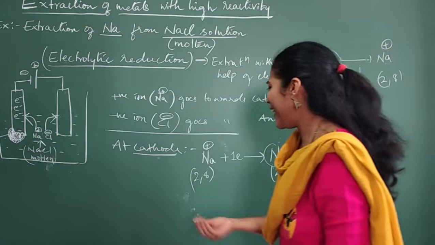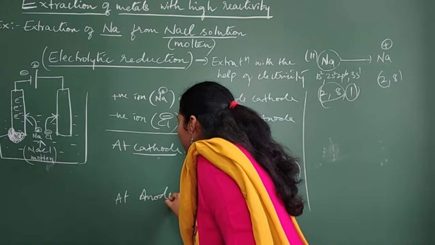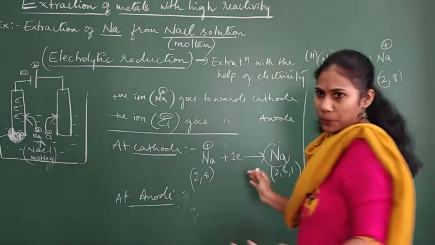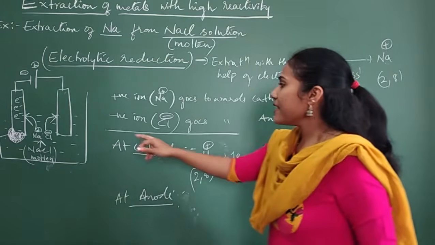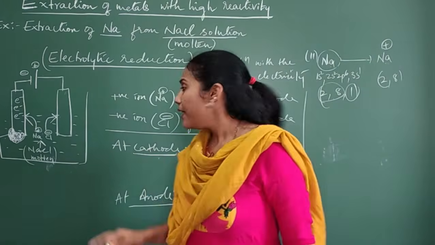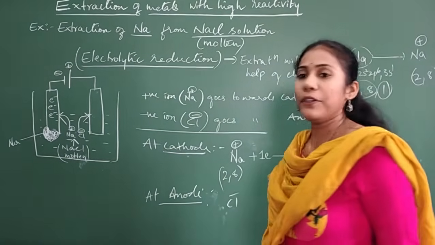Now what will happen at anode? That is not necessary, but still we will see. We got whatever we want, we got. We want sodium to be extracted from NaCl, yes, we got. Okay, and let us learn what is happening at anode also. Okay, and who is going to the anode? Cl- is going to the anode.